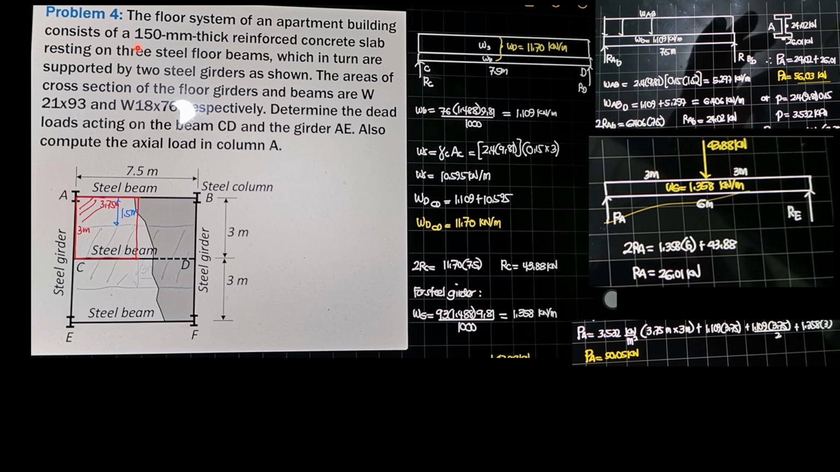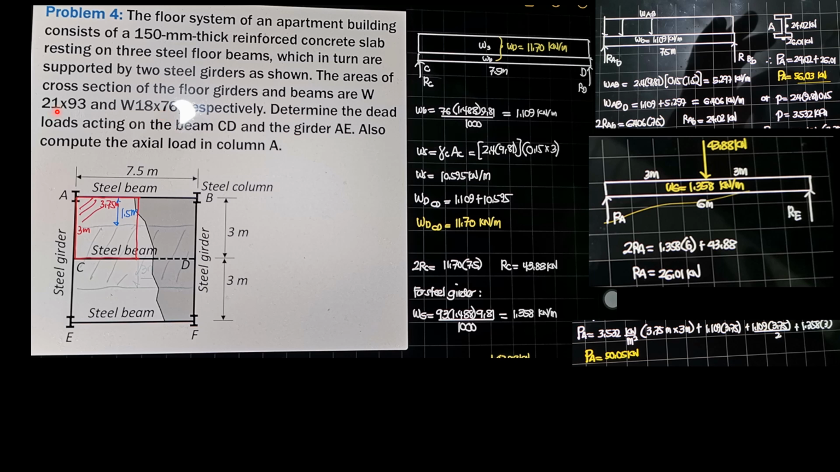So here's the problem. The floor system of an apartment building consists of a 150 millimeter thick reinforced concrete slab resting on three steel floor beams. These are the beams, which in turn are supported by two steel girders as shown. The girders and beams are made of W21 by 93 and W18 by 76.